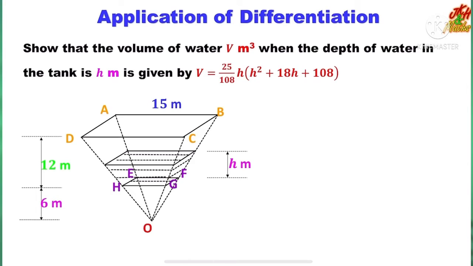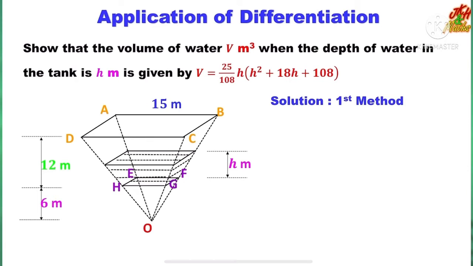Application of differentiation. Let me take a look at the first question, which is to show that the volume of water V meter cube when the depth of water in the tank is h meter is given by V equals 25 over 108 h multiplied with h square plus 18h plus 108. This question can be solved by two methods, so let me go through method by method.